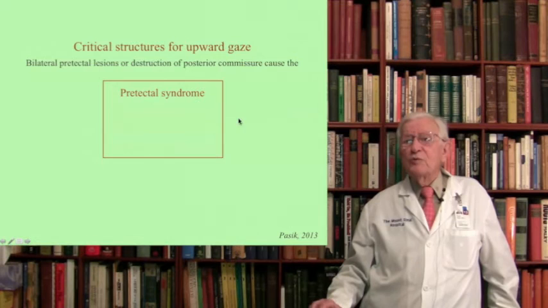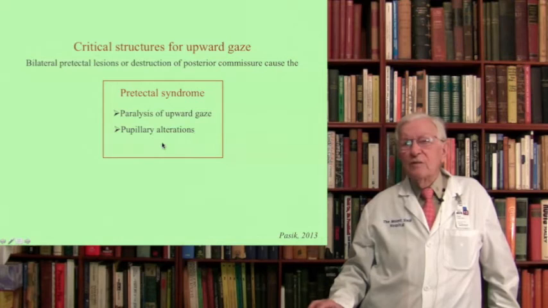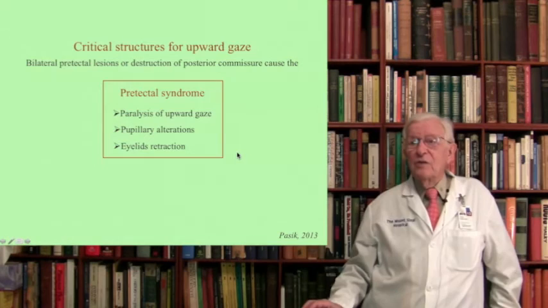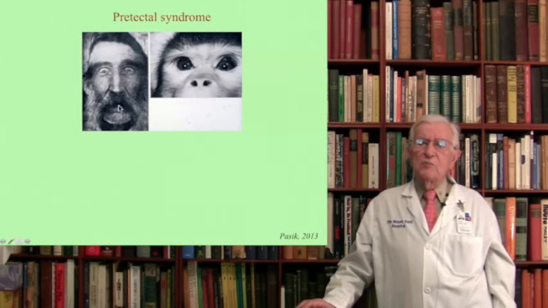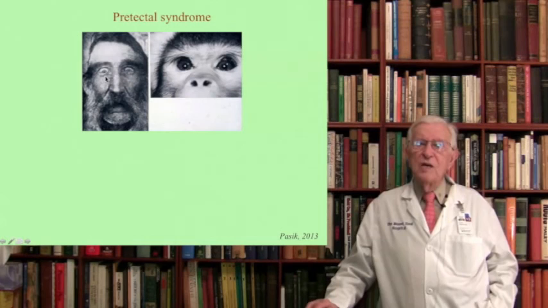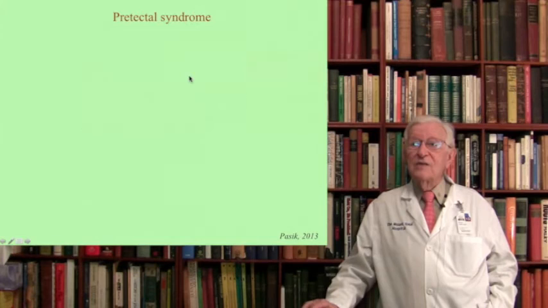And that produces what is called the pretectal syndrome that consists of paralysis of upper gaze, pupillary alterations also. The pupil doesn't constrict well to light, and finally it also produces retraction of the eyelids. I'll show you photographs of that. Here, for instance, in this pretectal syndrome, this is an original patient in the early 20th century, and you can see that he keeps the eyes down, and there is some retraction of the eyelids here. Here's one in the monkey. We don't know the pathology of these men, right?